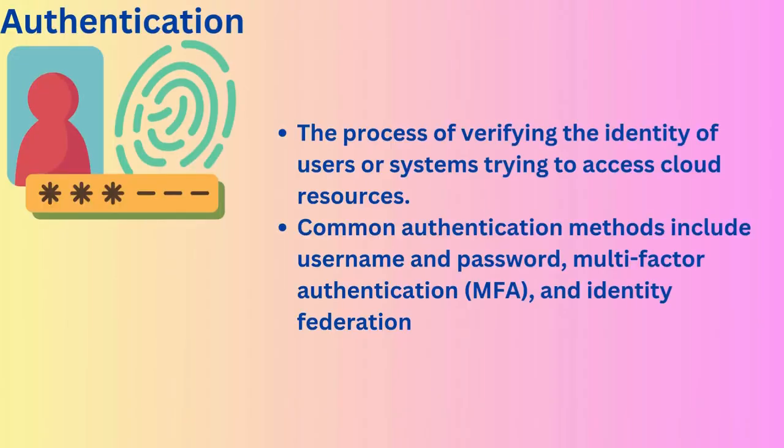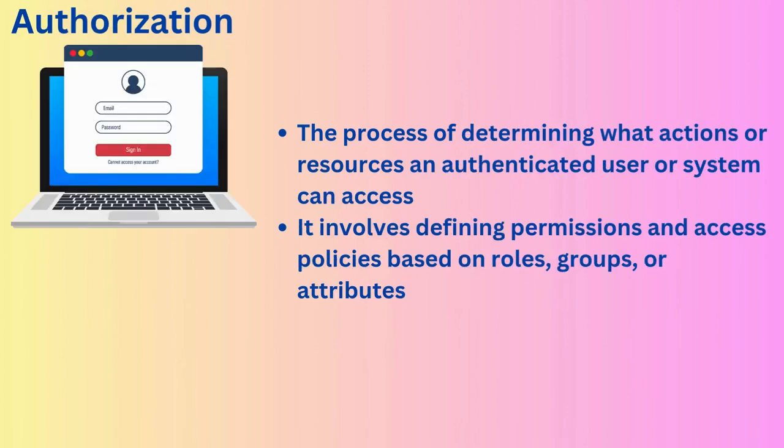Authentication and authorization in the cloud. Authentication. Authentication is the process of verifying the identity of users or systems trying to access cloud resources. Common authentication methods include username and password, multi-factor authentication, and identity federation using external identity providers like Azure AD or Google Identity Platform. Authorization. Authorization is the process of determining what actions or resources an authenticated user or system can access. It involves defining permissions and access policies based on roles, groups, or attributes.